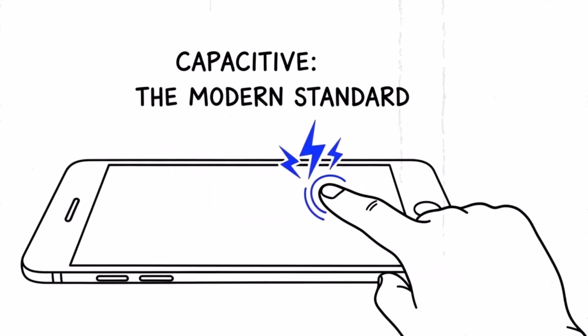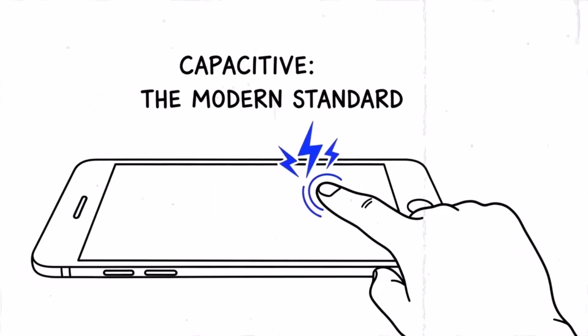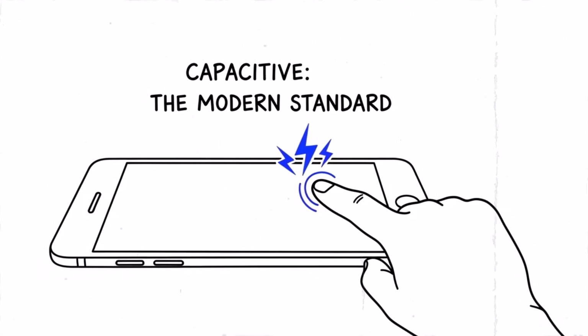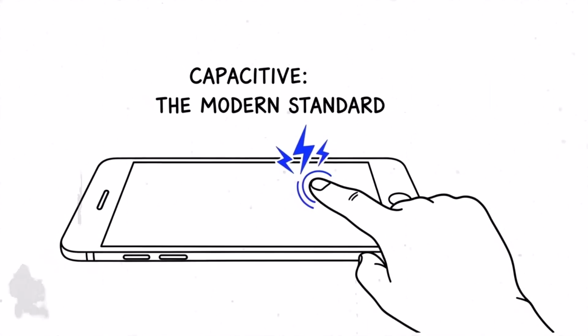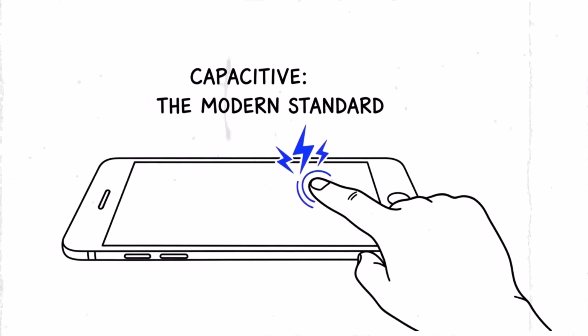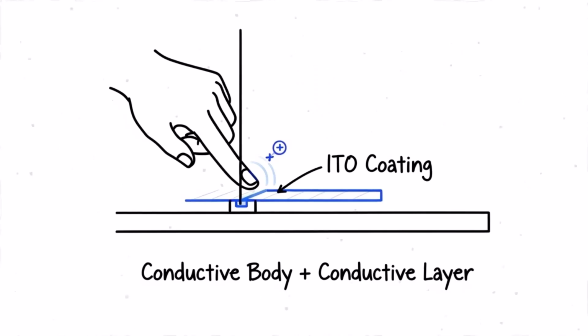Capacitive screens are more responsive. They support multi-touch gestures. They offer better clarity, but they usually require skin contact or a special stylus. Regular gloves won't work unless designed for touchscreens.